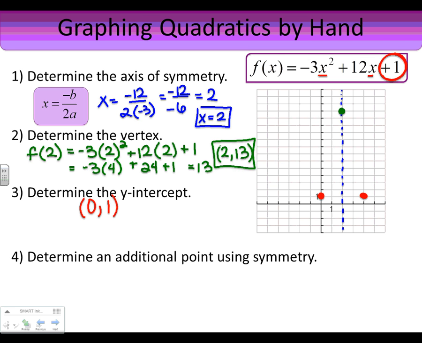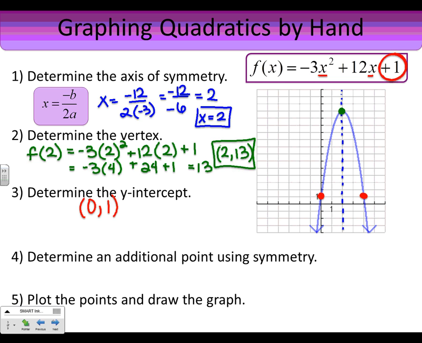So once I have those 3 points, then I can draw the graph. Just make sure you make it curved. You know that the quadratic always has to have that parabola shape. So when you only have 3 points, you just want to make sure you have that curved shape. All right, so that's graphing by hand using standard form without putting it into vertex form.